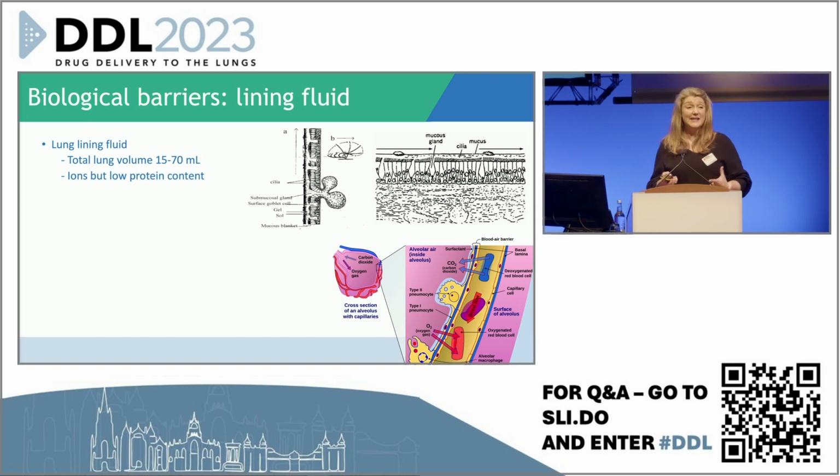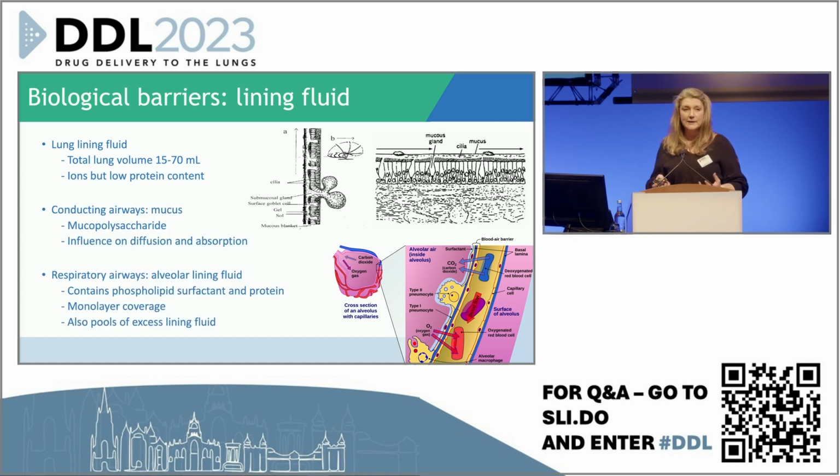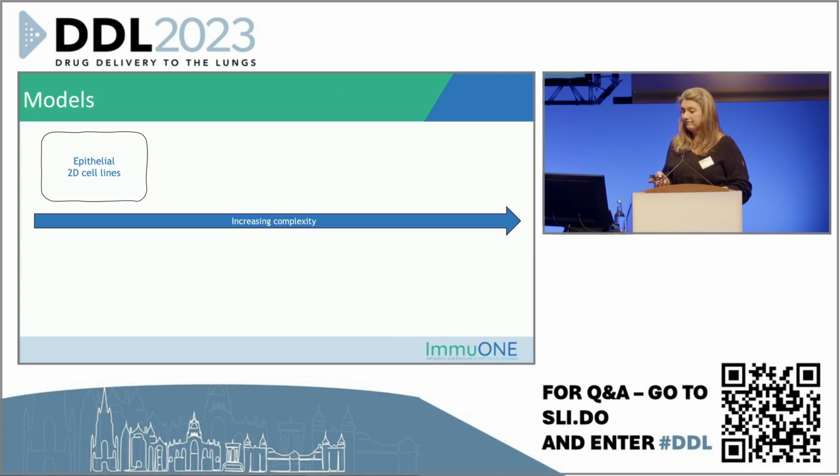And not just the cells of the barrier. A lot of people overlook the lining fluid. This can be quite an important barrier, particularly for things that are quite biologically active or quite insoluble. The proteins within the lining fluid can have an influence on toxicity, or at least the presentation of that molecule to the cell to determine the final response.